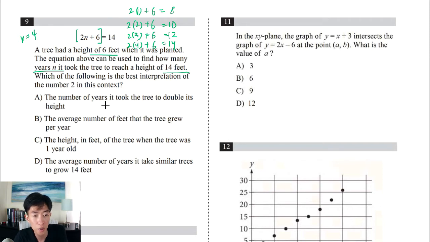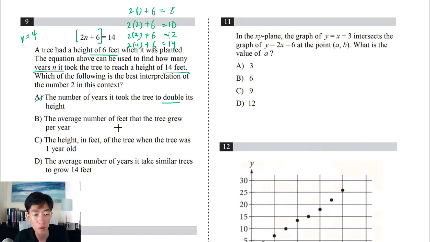Choice A, the number of years it took the tree to double its height. So remember when we first planted the tree, the height was 6. And then how long did it take to get to 12? It actually took 3 years because that's the number that we worked out. So A is not going to work.